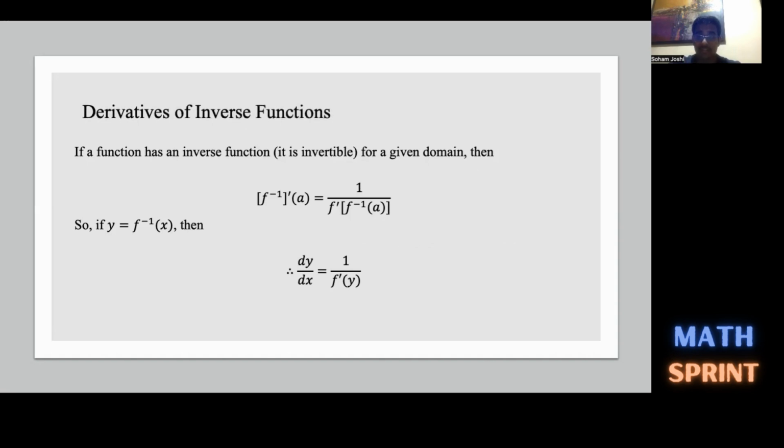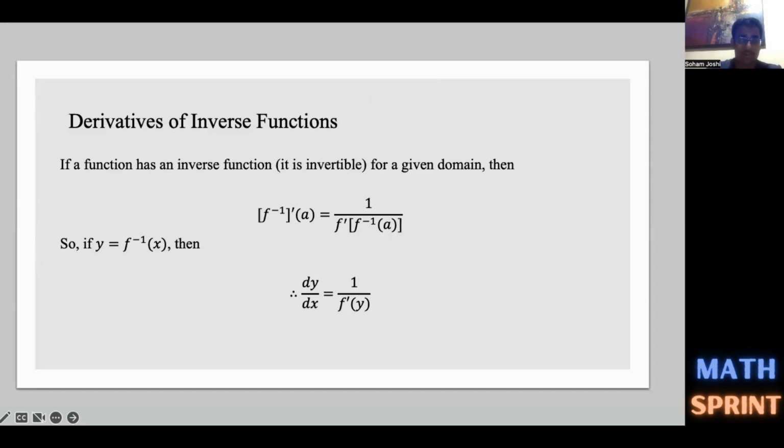Derivatives of inverse functions. So now we're getting more into differential calculus. If a function f is invertible for a given domain, and the inverse function can be expressed as y is equal to f inverse of x, then dy by dx is equal to 1 divided by f dash of y. So you essentially have to learn this formula by heart. It applies for all one-to-one functions which are invertible.